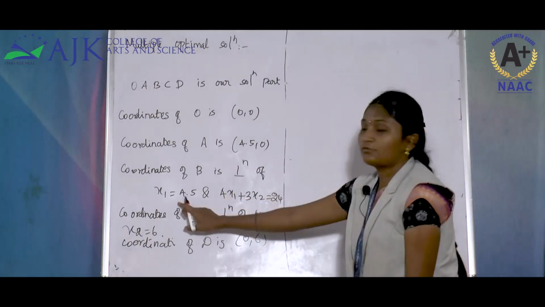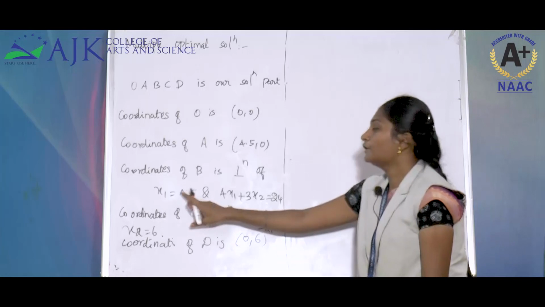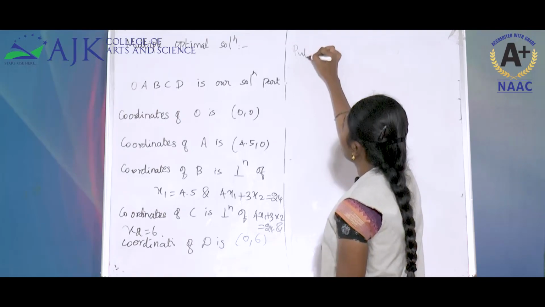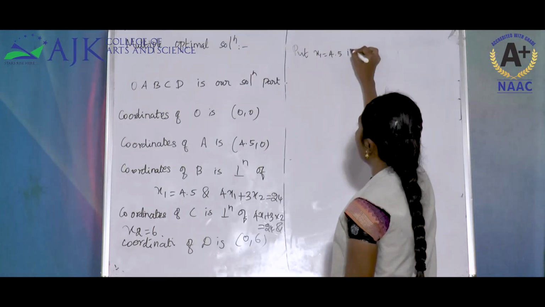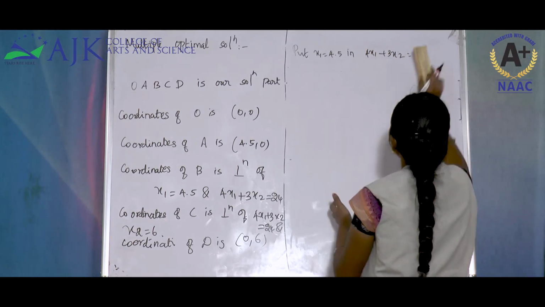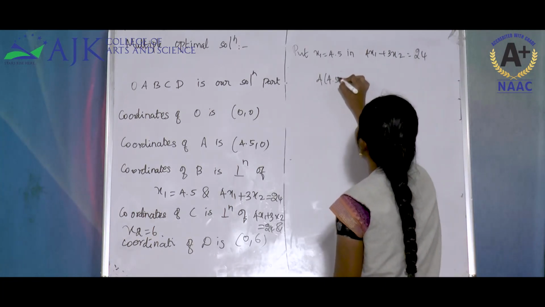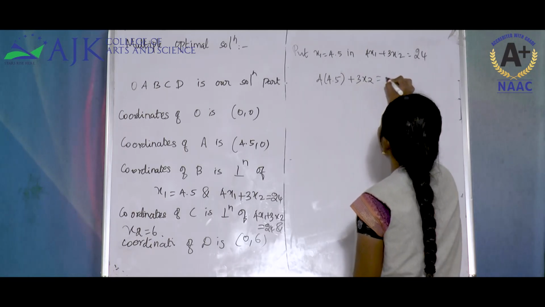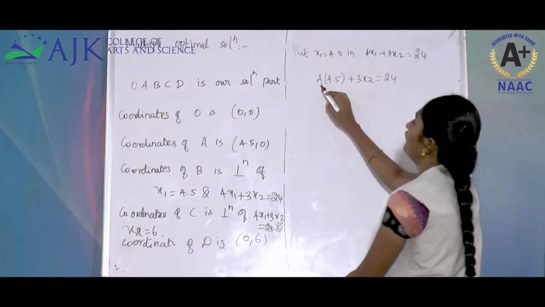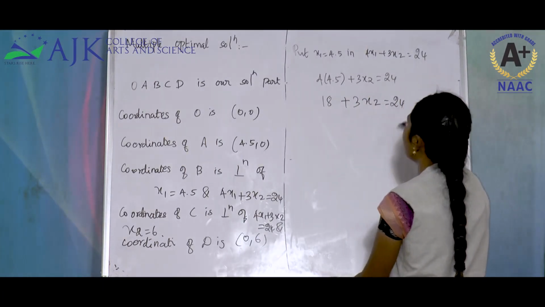So take this one. x1 is equal to 4.5 and 4x1 plus 3x2 is equal to 24. Now substitute x1 is equal to 4.5 into this equation. Put x1 is equal to 4.5 in 4x1 plus 3x2 is equal to 24. So 4 into 4.5 plus 3x2 is equal to 24. 4 into 4.5 is 18 plus 3x2 is equal to 24.